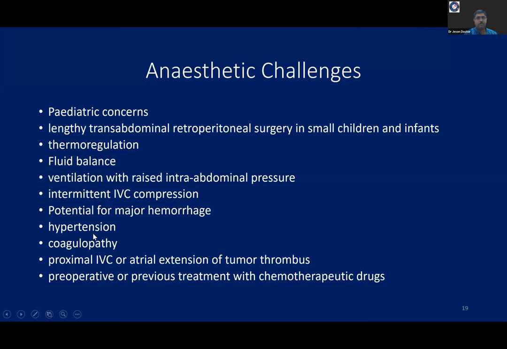Again, potential for major hemorrhage, hypertension, coagulopathy, and proximal IVC or atrial extension of the tumor thrombus. So they may need to cross clamp the infrahepatic or suprahepatic inferior vena cava, depending on the extent of the thrombus. And preoperative or previous treatment with chemotherapeutic agents.